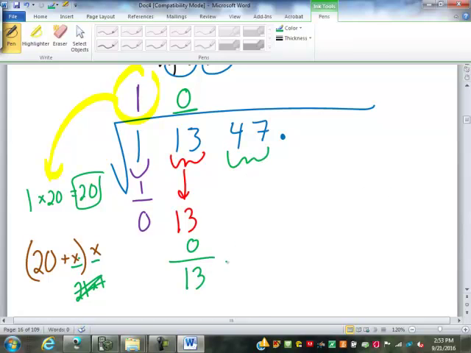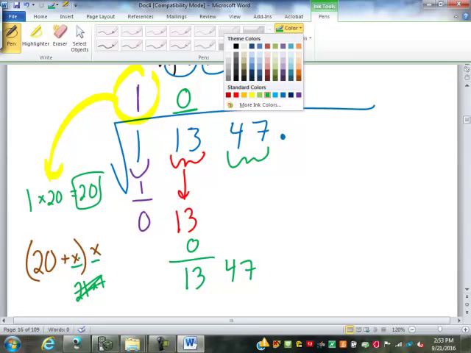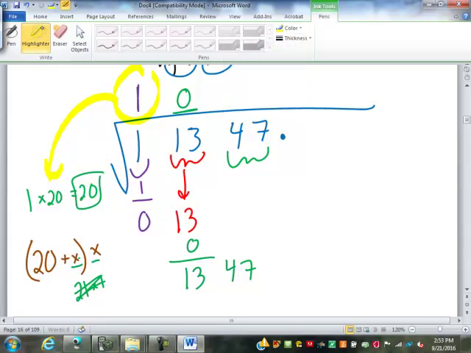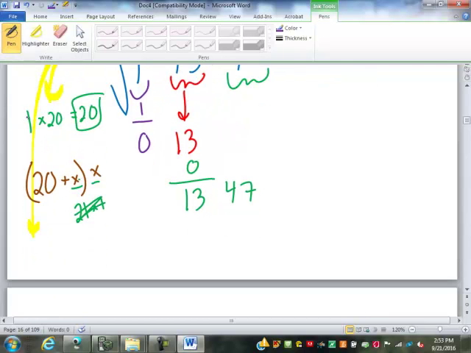Bring down the next pair, 47. So now I've got 1,347. What I have up here now is 10. So it's going to be 10 times 20 is 200. So I'm going to now use 200 plus x times x. Well, that's going to go in there.